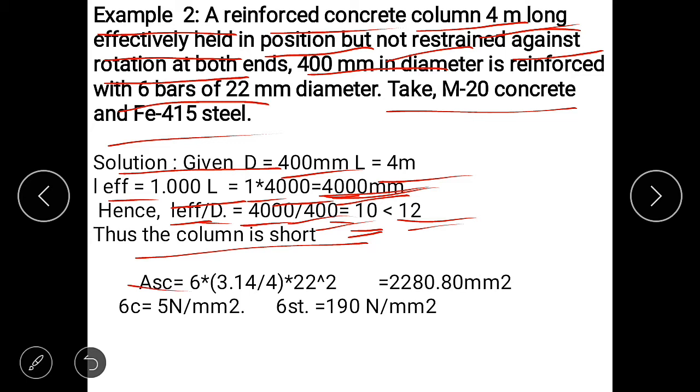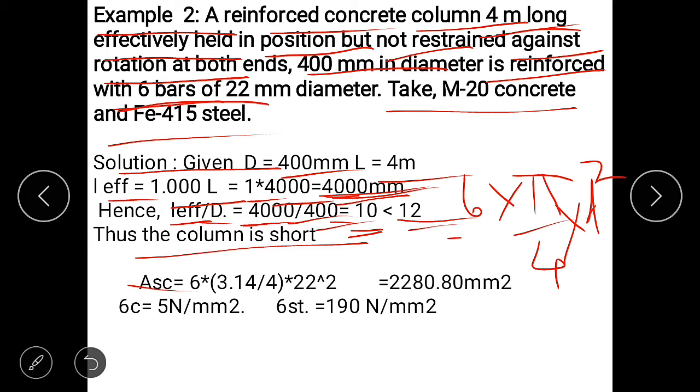Now we have to find ASC. What is ASC? Area of steel in compression zone. The column is reinforced with 6 bars of 22 mm diameter. Here the area is 6 number of bars, pi by 4 into d square, where d is the diameter of bar, 22. So the value of ASC is 2280.80 mm square.